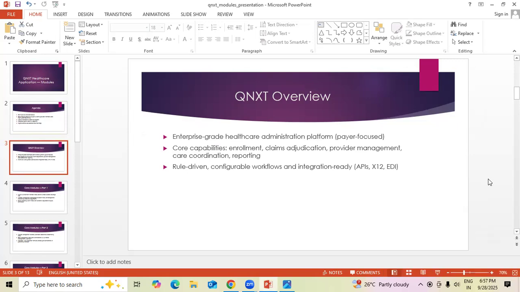Next, it's rule driven. This has nothing to do with only QNXT, because any application we use must be rules driven. Rule driven means business rules. Whatever business rules we have identified from the organization side, based upon those business rules we have to configure. That's the reason why at the application level we talk about two things: one is the configuration side, the second is the integration side.